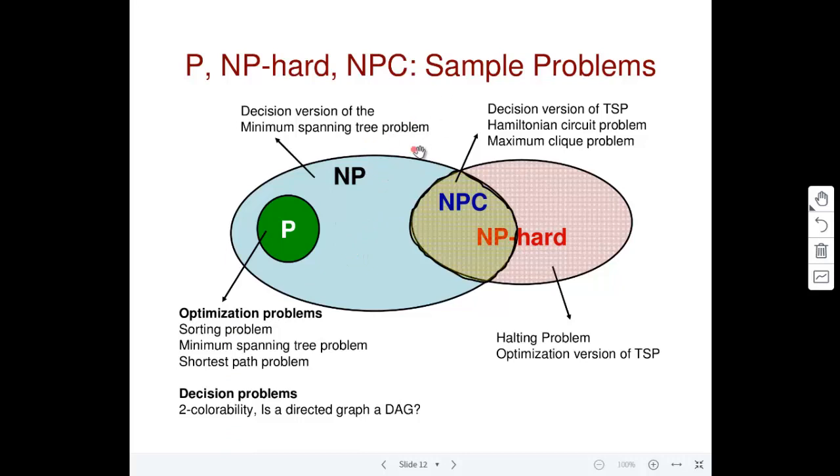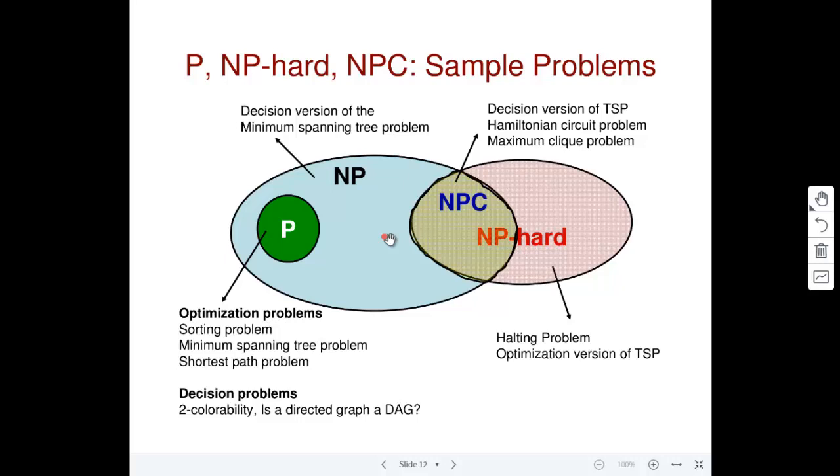Whereas the decision version of the minimum spanning tree problem is in the class NP. That means you don't have a polynomial time algorithm that can give you the decision solution for the problem in polynomial time, in a deterministic fashion. So, given an arbitrary graph with edge weights, the problem is: is there a minimum spanning tree of weight less than 30?